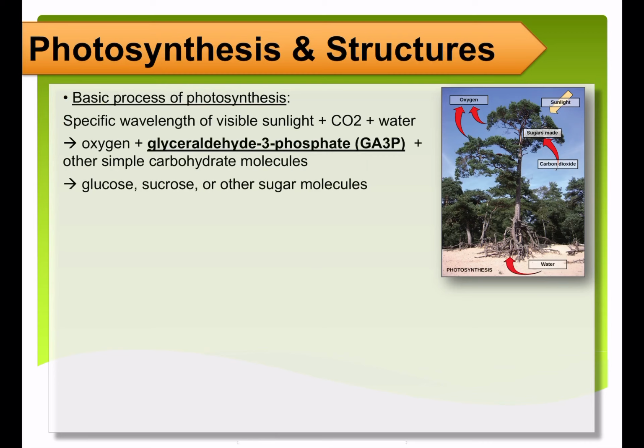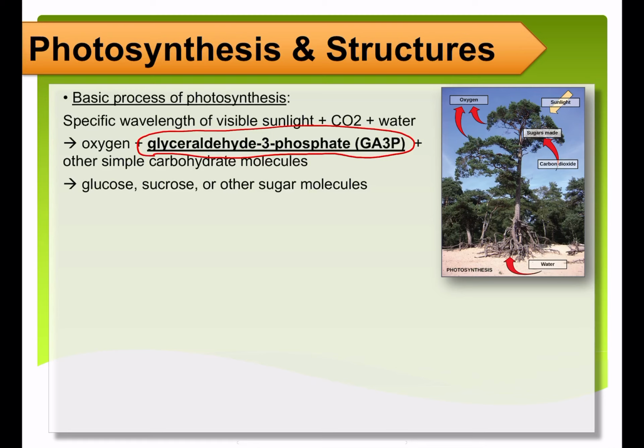Okay, so the basic process of photosynthesis is when we turn specific wavelengths of sunlight, which is the visible spectrum that I will talk about in a bit, along with starting materials, carbon dioxide and water, as we have mentioned many times, and turn them into oxygen and an intermediate molecule that we have talked about from the cellular respiration chapter called glyceraldehyde 3-phosphate. This is an intermediate that we broke our glucose into during glycolysis and cellular respiration.